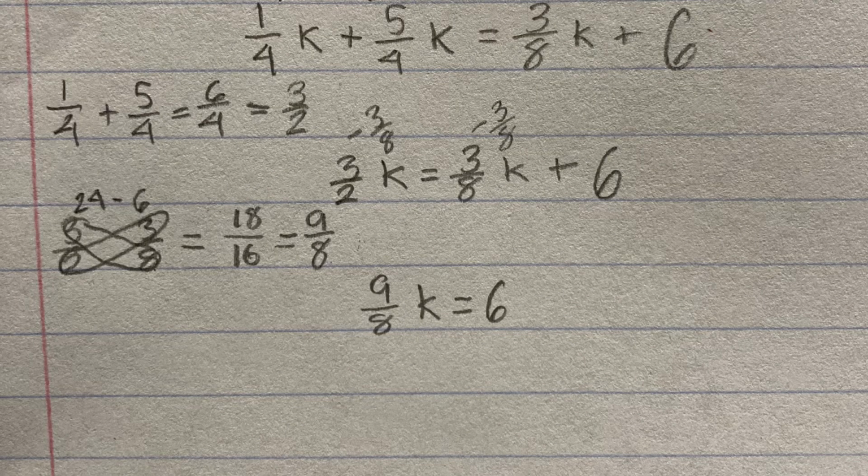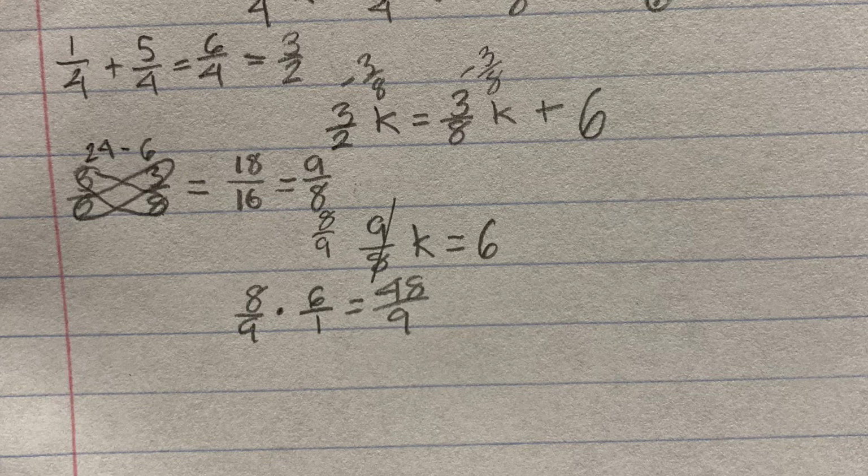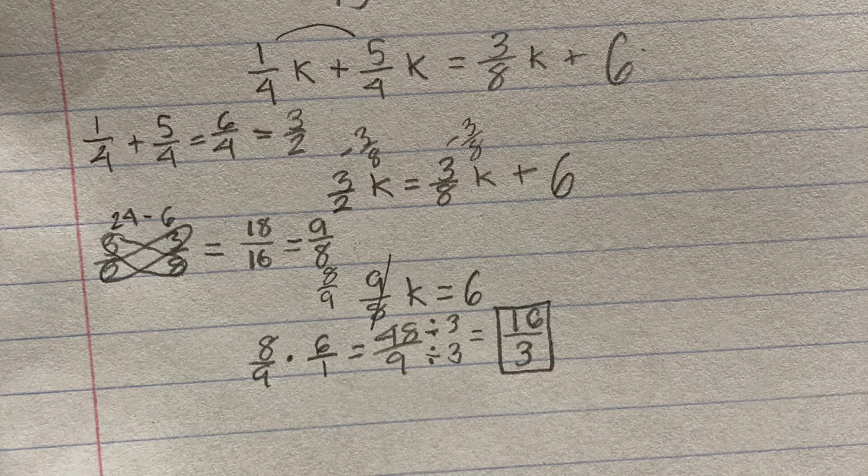We shall now subtract 3 over 8k from both sides, do the butterfly method, and our answer will be 9 over 8. Now we are left with 9 over 8k equals 6. To cancel out the 9 over 8, we must convert it into 8 over 9. Now we have 8 over 9 times 6 over 1. It will give us 48 over 9. And now to simplify 48 over 9, we must divide it by 3. It will give us 16 over 3.